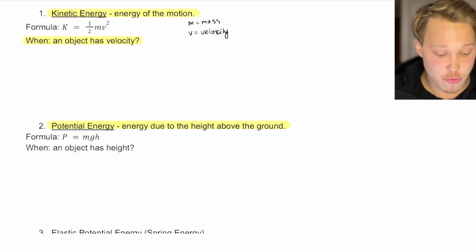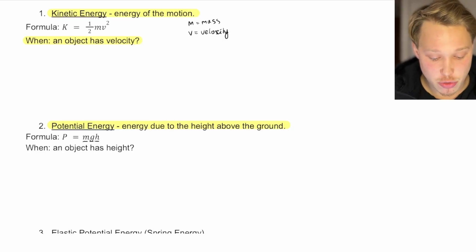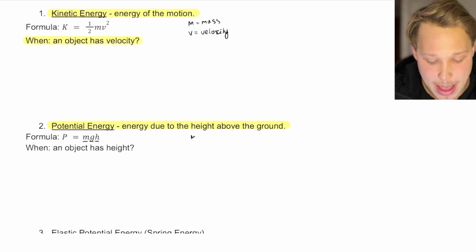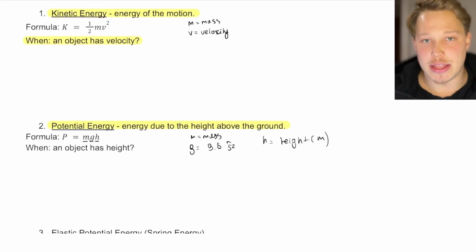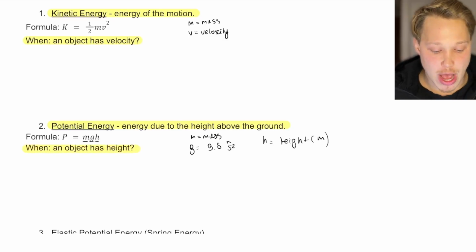So the formula for potential energy is m times g times h. All of these variables should be very familiar to us. m is the mass in kilograms, g is the gravitational constant, 9.8 meters per second squared, and h is the height in meters. So the object will always have a mass, as we talked about. g is a constant, so in order for an object to have potential energy, we need to ask ourselves, does it have height?